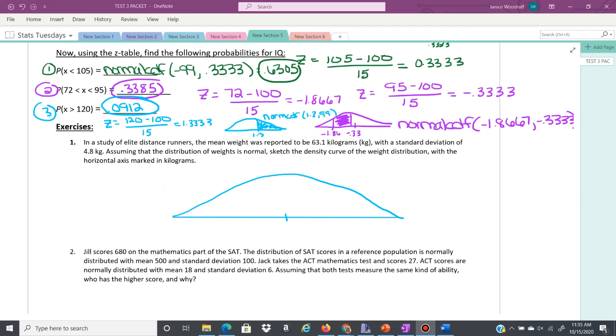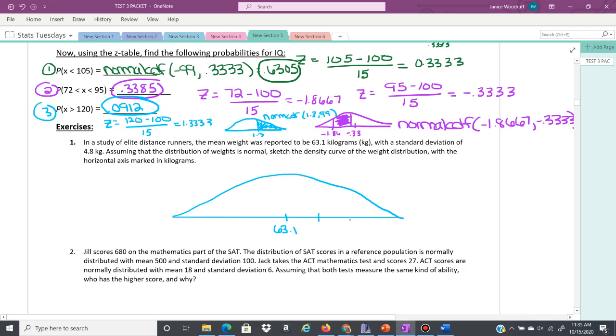Okay, so let's take a look at these exercises. So in the first one, we have a study of elite distance runners. The mean weight is reported to be 63.1 kilograms with a standard deviation of 4.8. Assume the distribution is normal. Sketch the density curve of the weight distribution with the horizontal axis marked in kilograms. So this means just draw the curve. All right, so 63.1 is your mean.